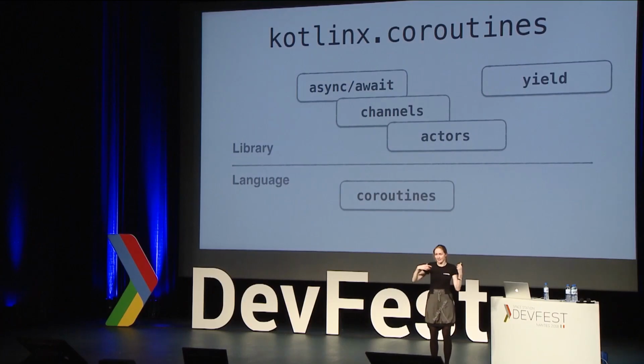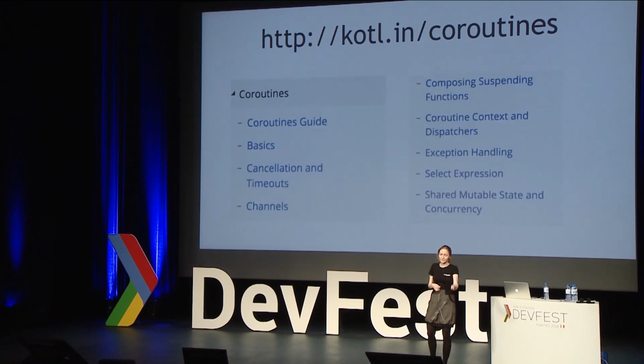So there is async await. There is also support for more complicated concepts like channels or actors. You can also implement that via coroutines and use them. And there is a separate thing, yield. Yield is also in Kotlin implemented via coroutines.